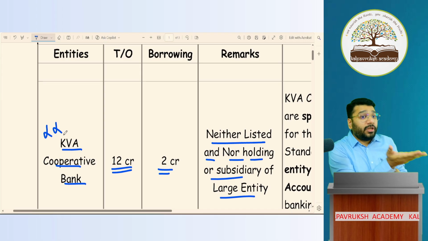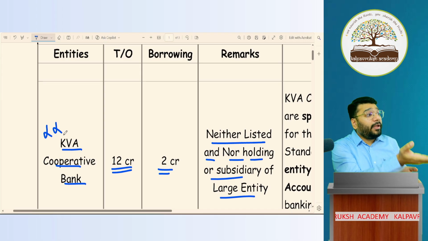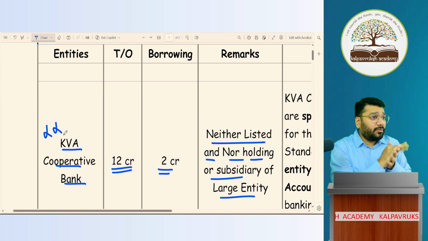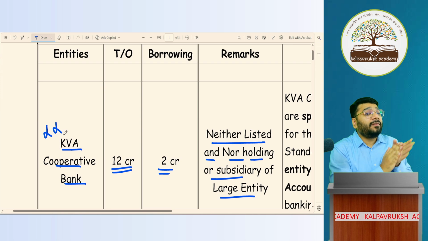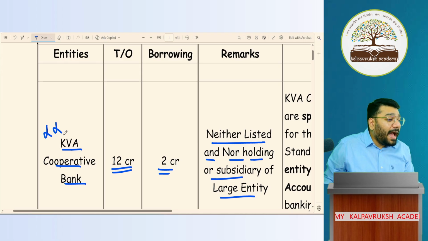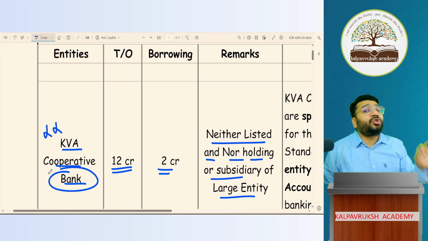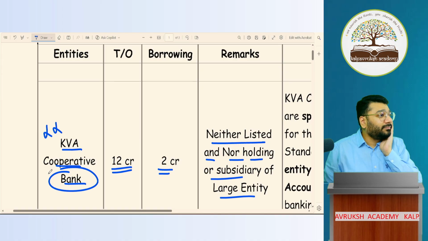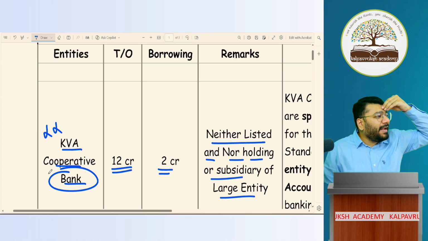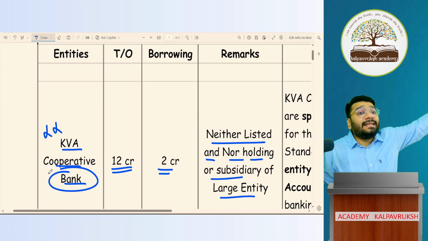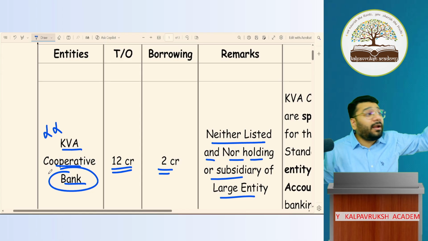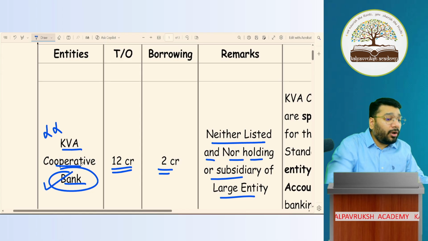Turnover is less than 250 crore. Borrowing is less than 50 crore. But it's a bank. The moment you see a bank, it is a shoot at sight item. Bank itself means, by default, it is always a large entity. Don't even look into turnover. Don't look into the borrowing criteria, nothing. Bank means by default large entity.